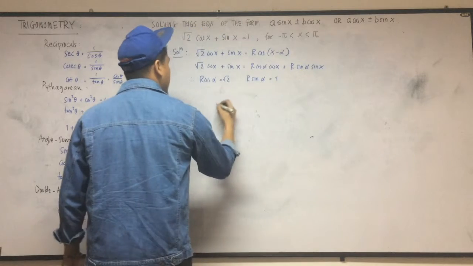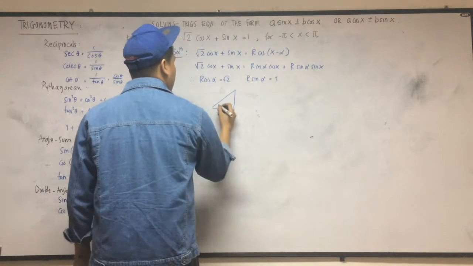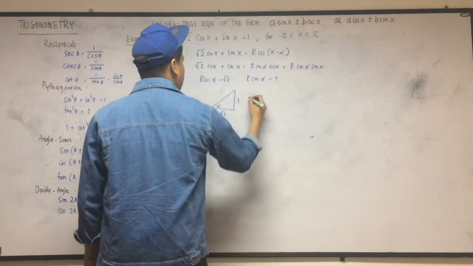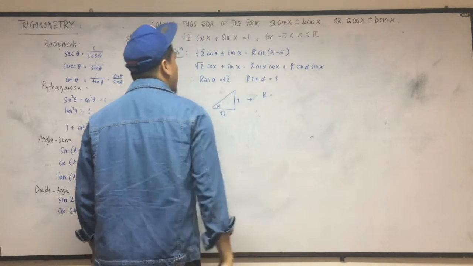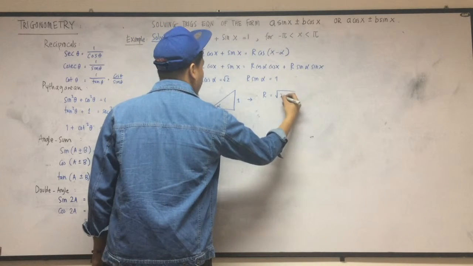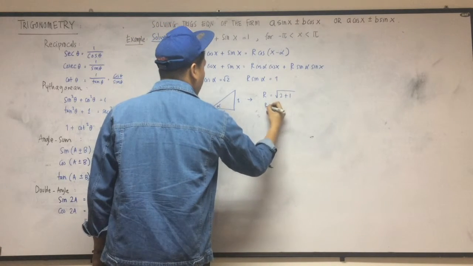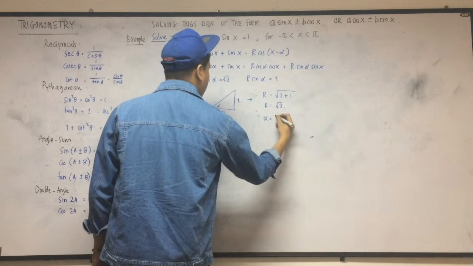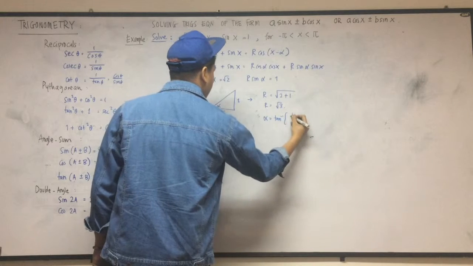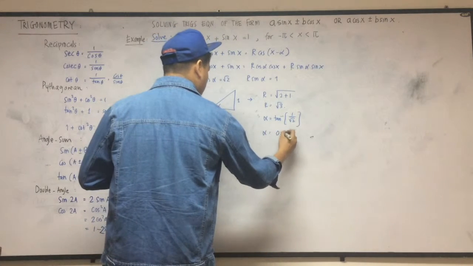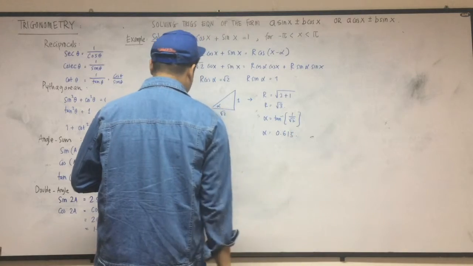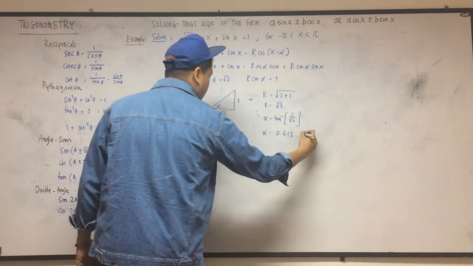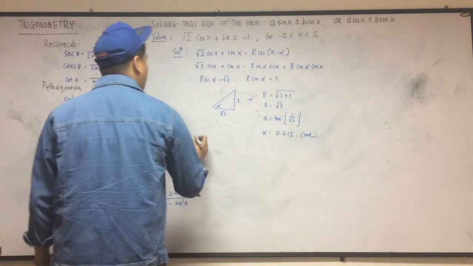Yeah? So from these two, you should be able to see the triangle, right? And that's going to be your alpha. This side is going to be square root of 2, this is going to be 1. So therefore, your r is going to be equal to square root of 2 plus 1, r is equal to root of 3. And your alpha is going to be equal to tan inverse of 1 over square root of 2, 0.615. Alpha is equal to 0.615, that's in radians.